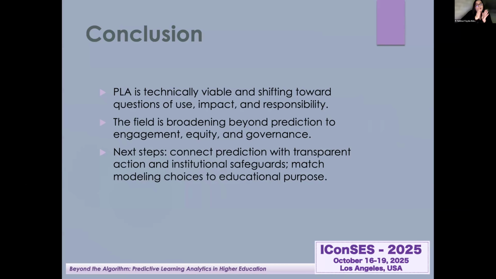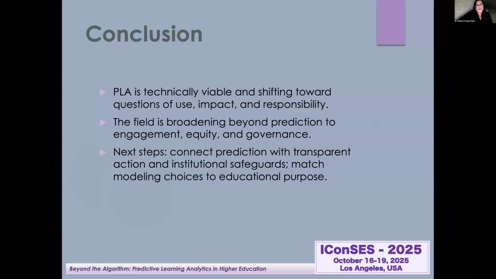To conclude, predictive learning analytics is technically viable and shifting towards questions of use, impact, and responsibility. But the field is broadening beyond prediction to engagement, equity, and governance. So we need more pedagogical and practical approaches. How can we direct faculty based on the data from predictive learning analytics of their students? What could be the next future recommendation?